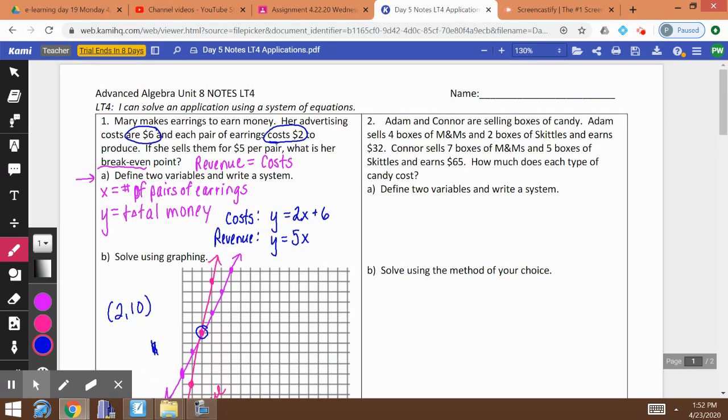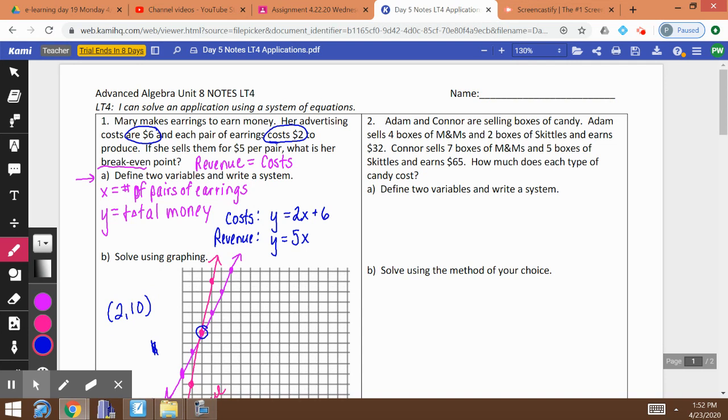So Adam and Connor, they're selling boxes of candy. Adam sells 4 boxes of M&Ms and 2 boxes of Skittles, earns $32. Connor sells 7 boxes of M&Ms and 5 boxes of Skittles and earns $65. How much does each type of candy cost? So we are defining 2 variables.